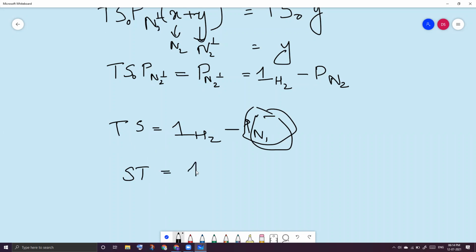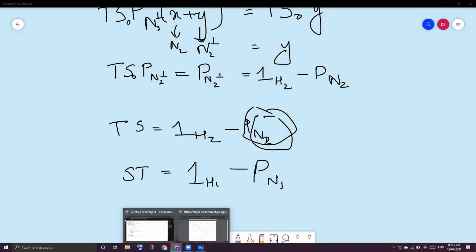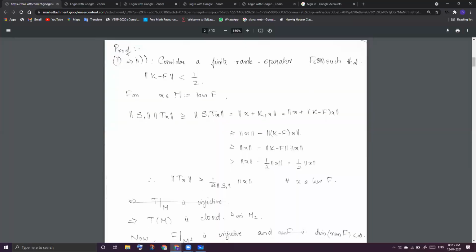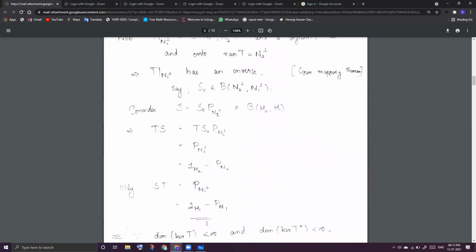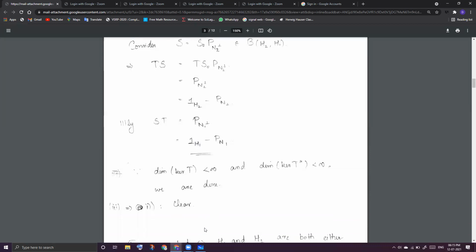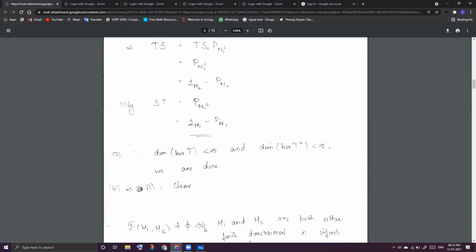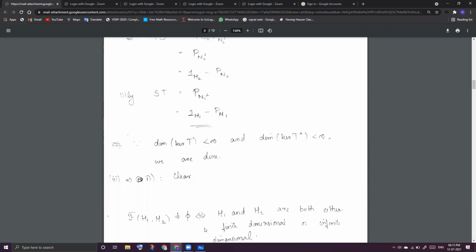So ST is equal to 1H1 minus P. Okay, wait. This should be N2, I think. Sorry. And this one is P N1. Again, this one is also a compact operator and it's in the first form. So these 3 conditions are equivalent, and Atkinson's theorem is proved.